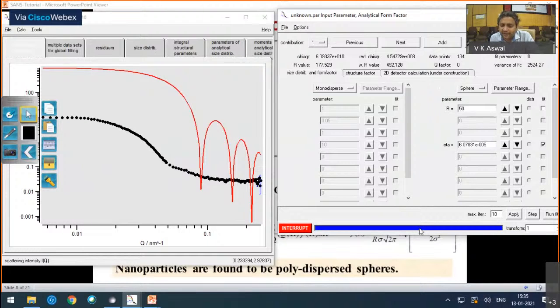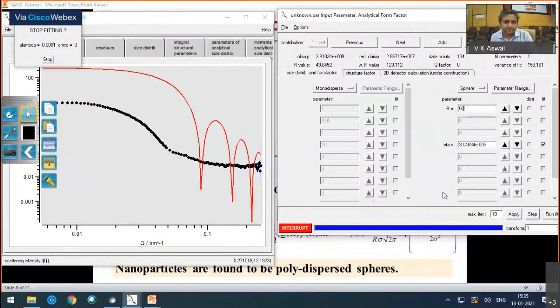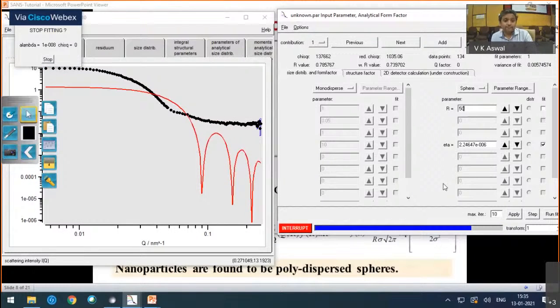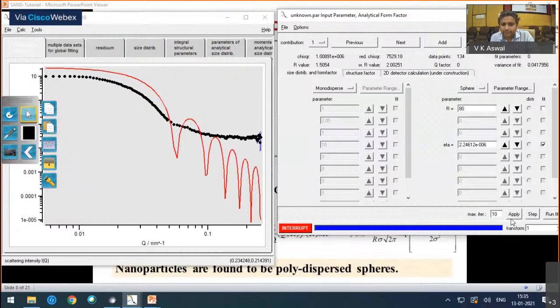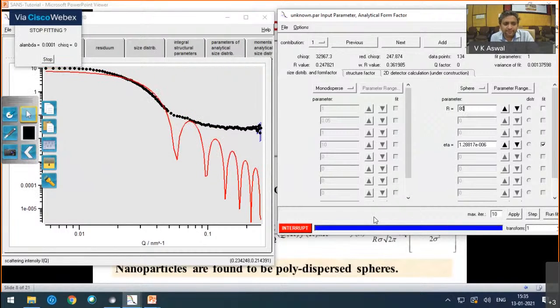Apply. Interestingly, there are some oscillations appearing. These are P(Q) oscillations and appear because we have not taken any polydispersity in the system. So that is fine. We will now run. It's still the same situation. The theoretical curve is wider. So let's say 80, something like this.